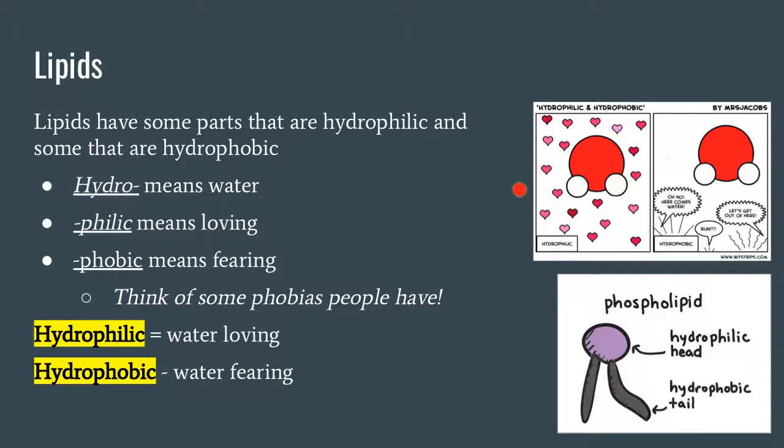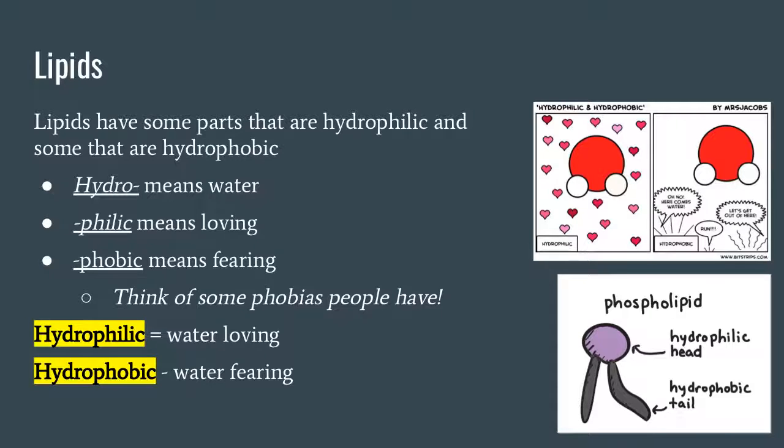So I see these little hearts all around the water means hydrophilic. So in this case, the phospholipid, which we see here, has a hydrophilic head. So the head of this would really like water. Hydrophobic means water fearing, so it's afraid of the water. So what we see with these little hydrophobic tails is they're going to avoid the water as much as they possibly can.